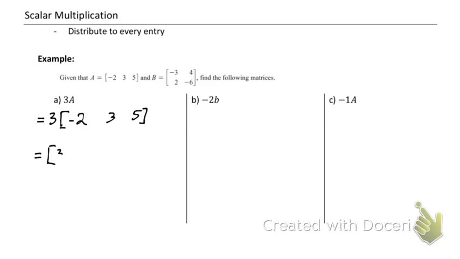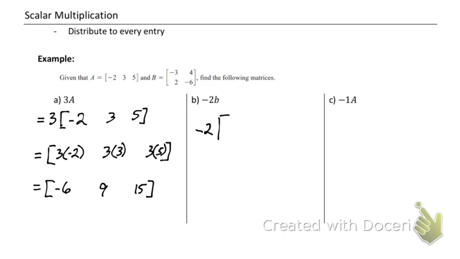So we're going to have 3 times negative 2. We're going to have 3 times 3. And finally, we're going to have 3 times 5. And so that's going to equal a negative 6, 9, and a 15. Even if it's a 2 by 2 or a 3 by 3 or a 100 by 6,000.